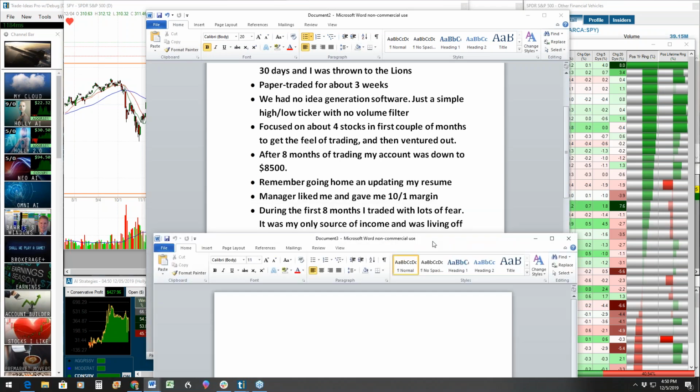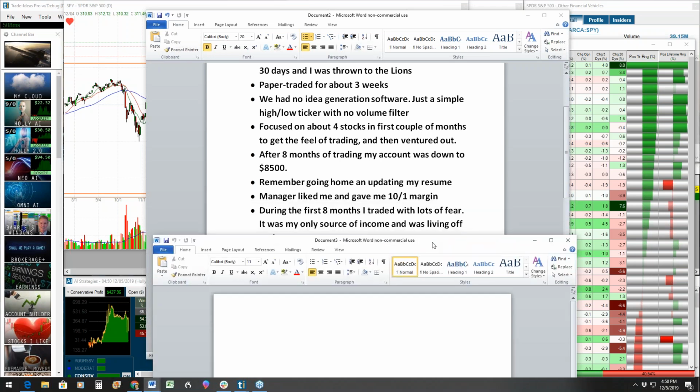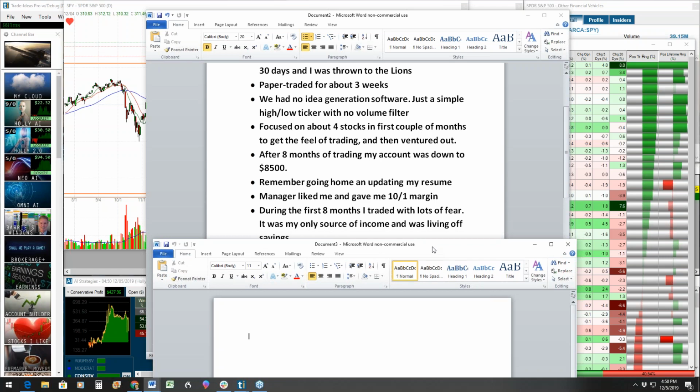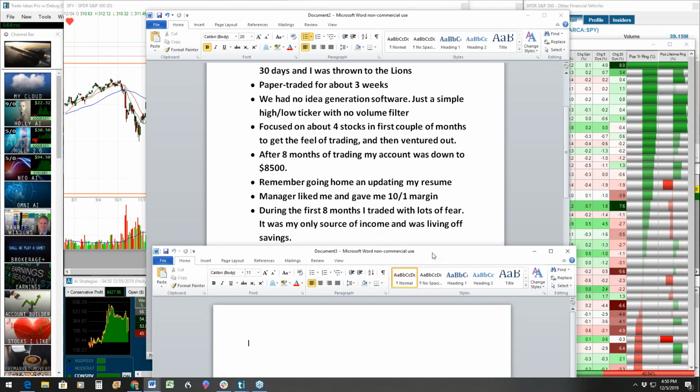During the first 8 months, I was trading off a lot of fear. That was my only source of income, and I was basically living off my savings. And I knew it. I knew that fear was there. I could feel it every time I got into a trade. It wasn't right. It wasn't natural. I wasn't comfortable. And it was because of the fear.